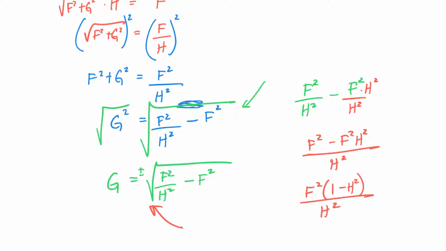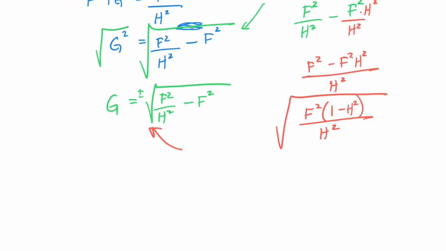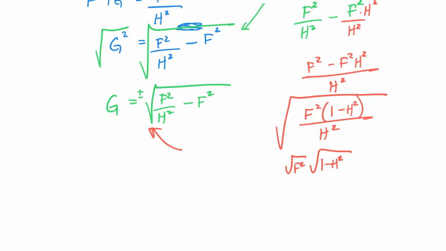Yeah, that might work, eh? And then if you square root that whole thing, you can square root each one of those individually. So it could be square root of f squared, square root of 1 minus h squared over square root of h squared. And so you'd have f times the square root of 1 minus h squared all over h. Guess you could do that too. Nasty question. I like it.